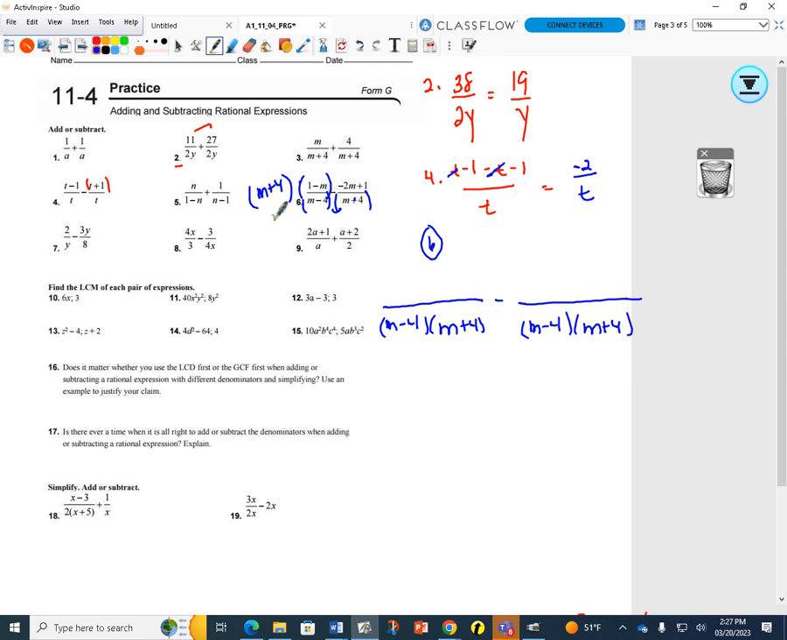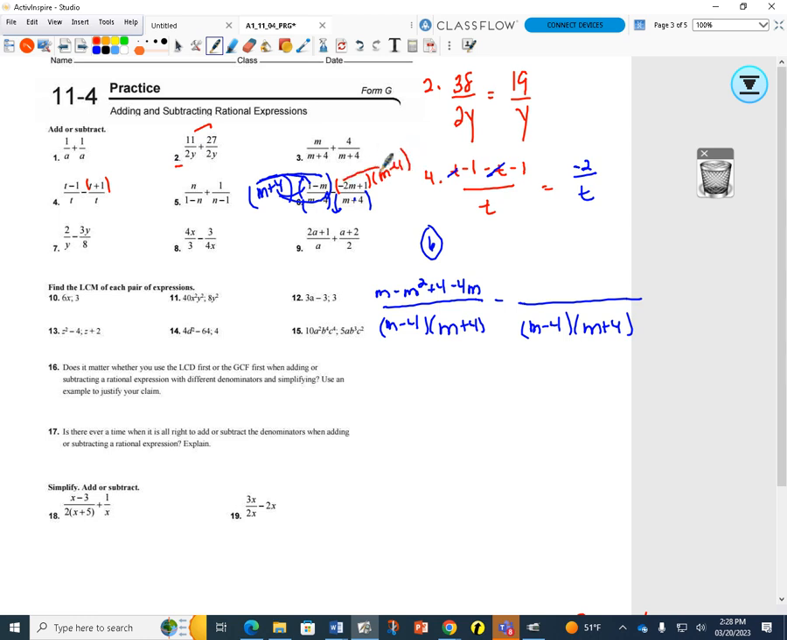So when we do that, m times 1 is m. m times negative m is minus m squared. 4 times 1 is 4. And 4 times negative m is negative 4m. So we multiplied here and here. We're going to do the same thing with the other one, except here we multiplied by minus 4. So here we're going to multiply by minus 4.